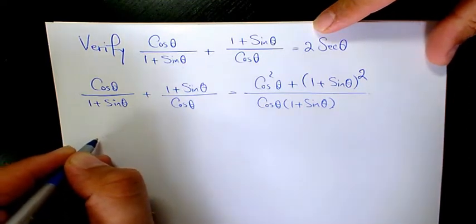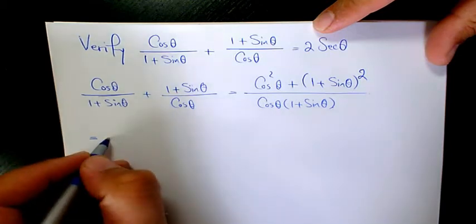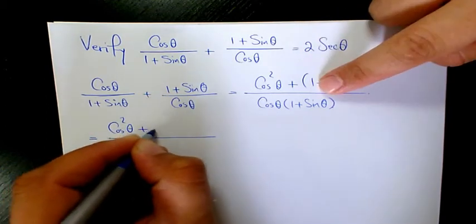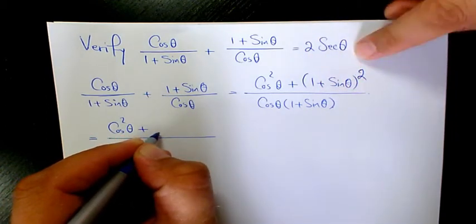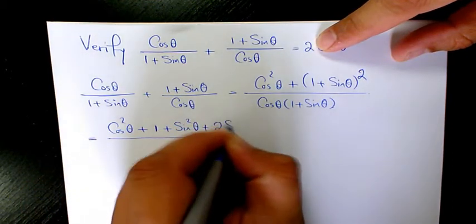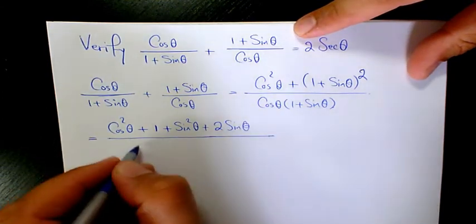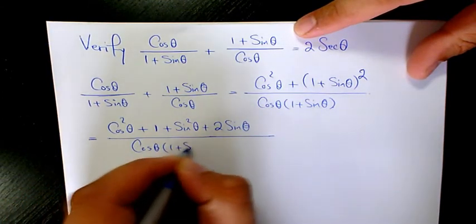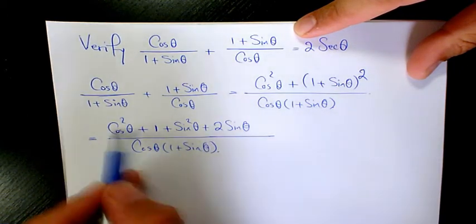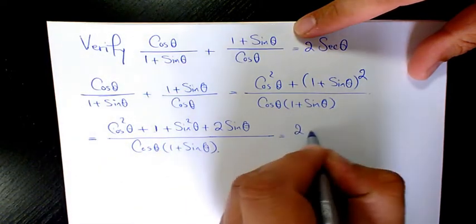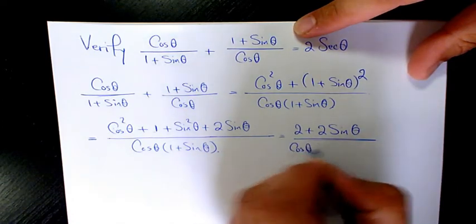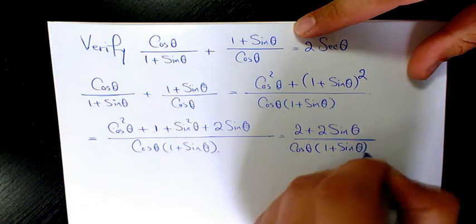Then what we need to do, we need to expand this one. We have cosine squared theta already. 1 plus sine theta to the power of 2 is going to be 1 squared plus sine squared theta plus 2 sine theta, over cosine theta times 1 plus sine theta. Cosine squared theta plus sine squared theta is going to be 1. 1 plus 1 is going to be 2. So we have 2 plus 2 sine theta over cosine theta times 1 plus sine theta.